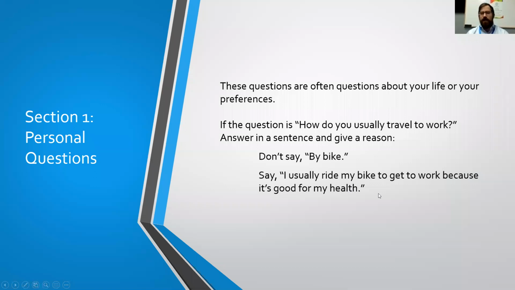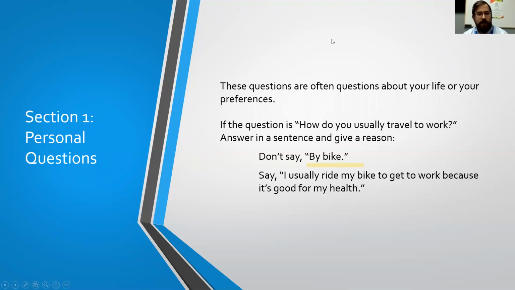So, section 1, what's the best way to do this? Well, really, it's going to be a fairly straightforward personal question most of the time, and a couple of them. But what you need to do is make sure that you're not answering with just one-word answers. So as an example, if the question is, how do you usually travel to work? Answer in a sentence and give a reason. So don't say, by bike. If you just say by bike, that's not a great answer. However, if you say, I usually ride my bike to get to work because it's good for my health, that's a much better answer, and that shows more of your English speaking ability.